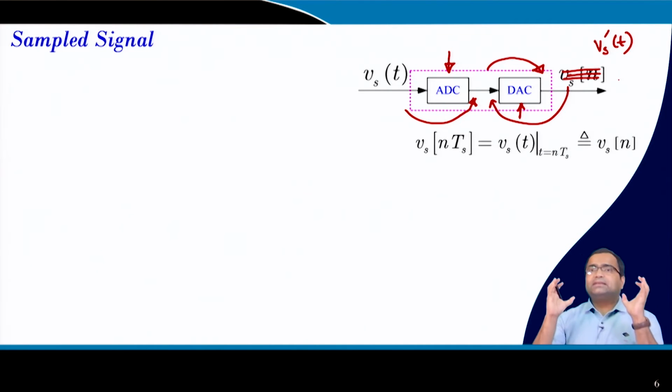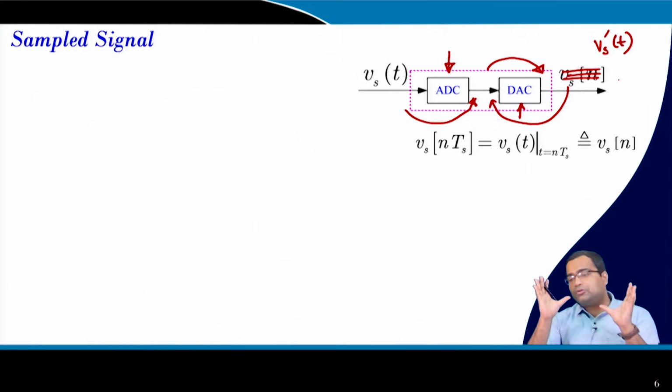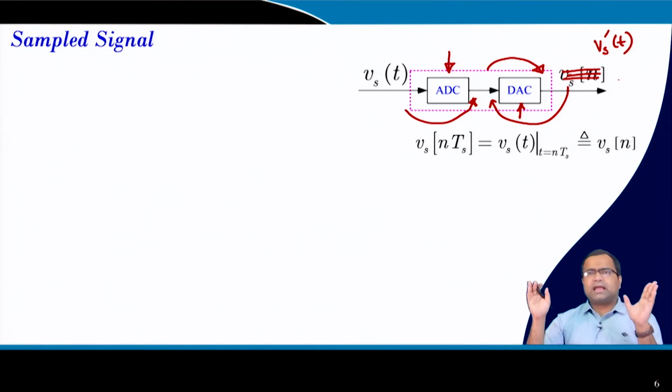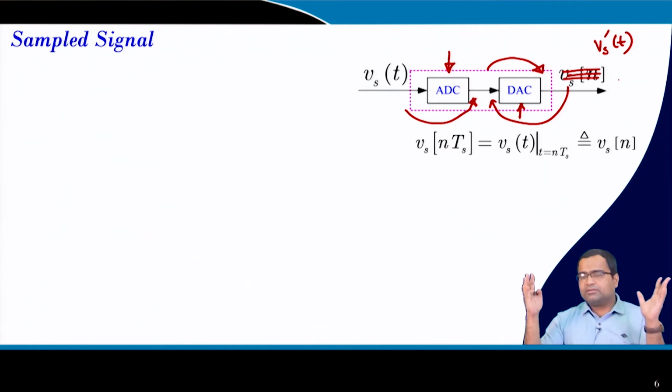So, Vs dash t, which is the output of the ADC followed by DAC, will be almost equal to Vs(t) if the sampling time is very small and the quantization resolution is very high. That means, with a very high number of bits, they are almost the same signal. But in reality, we neither have an excessively large number of bits, nor can we apply a very high sampling rate. So, there should be some limit.